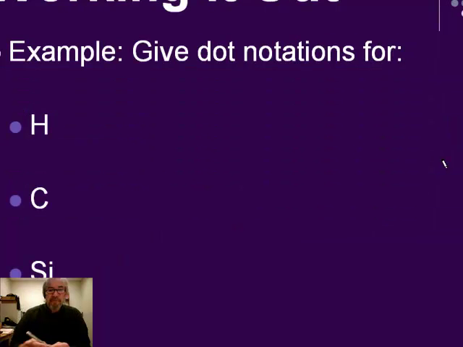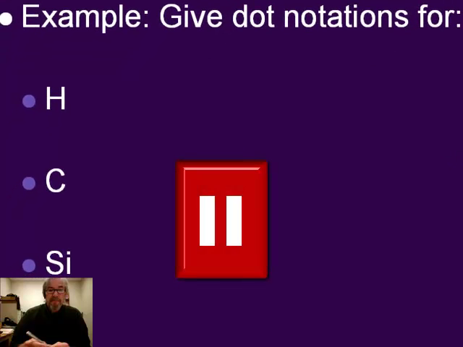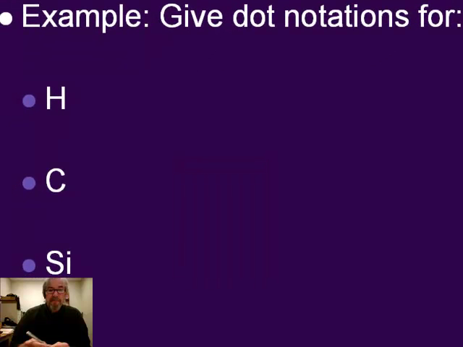Give it dot notations for hydrogen, carbon, and silicon. Well, hydrogen's in the first column, so 1 dot. Carbon's in the 4th column, so 4 dots. Remember, 1 on each side before we begin to double up. Silicon, right below carbon. Same column, so same number of dots. 1, 2, 3, 4.